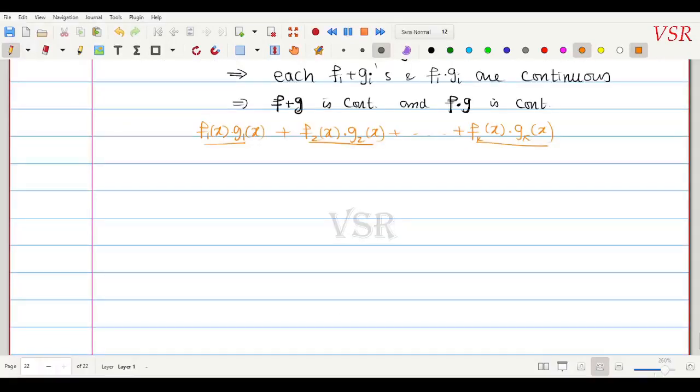Now this theorem will help us to show that every polynomial function is continuous. This can be a corollary or you can take it as an example.